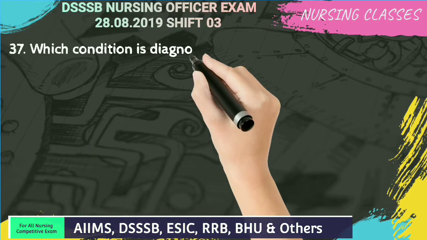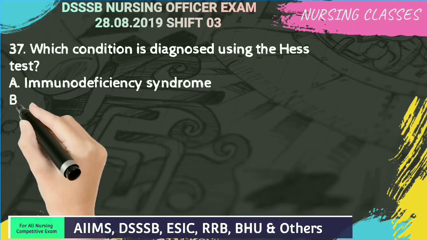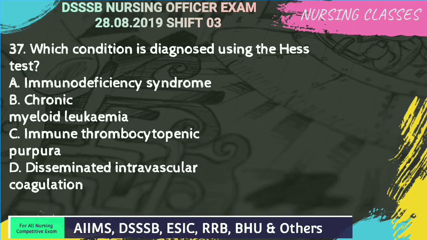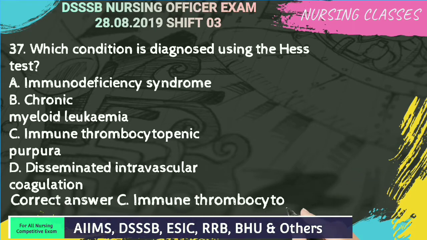37. Which condition is diagnosed using the Hess test? A. Immunodeficiency syndrome. B. Chronic myeloid leukemia. C. Immune thrombocytopenic purpura. D. Disseminated intravascular coagulation. Correct answer C. Immune thrombocytopenic purpura.